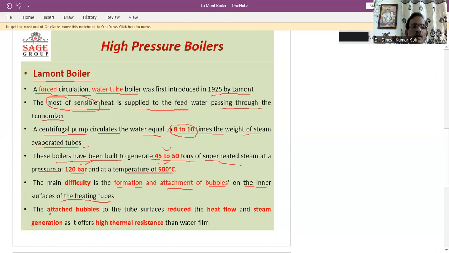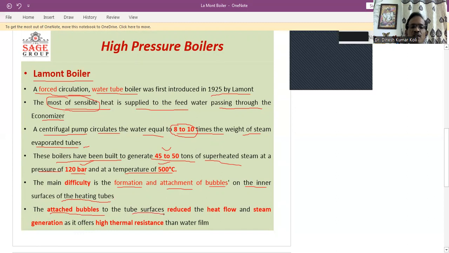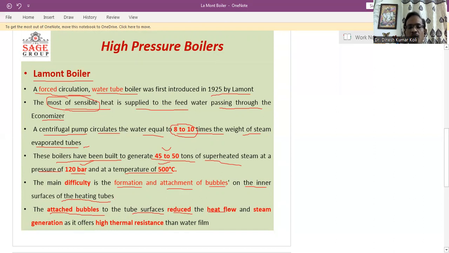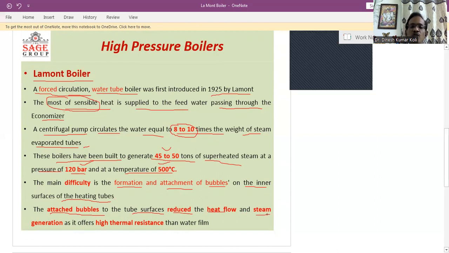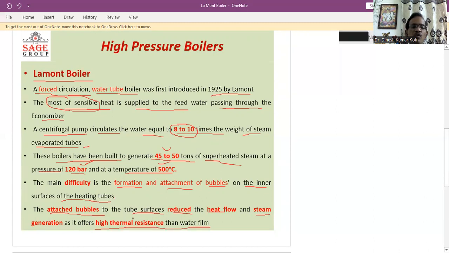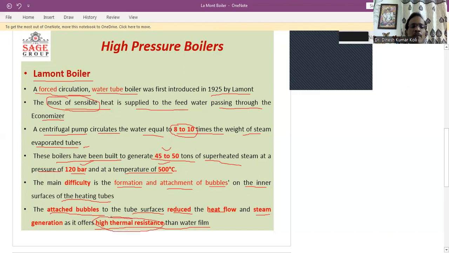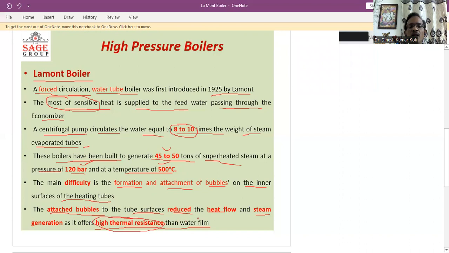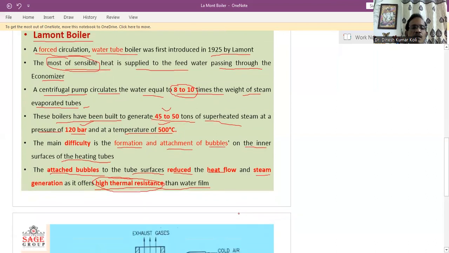And because of the bubbles attached to the tube surface, the heat flow is reduced, because they form a layer of bubbles, and that layer resists the flow of heat from the hot gases outside the tube or pipe. Because of this high thermal resistance of the film of bubbles, the heat transfer rate is reduced. So this is the main difficulty in the Lamont boiler. Now we will discuss the functioning of the Lamont boiler.